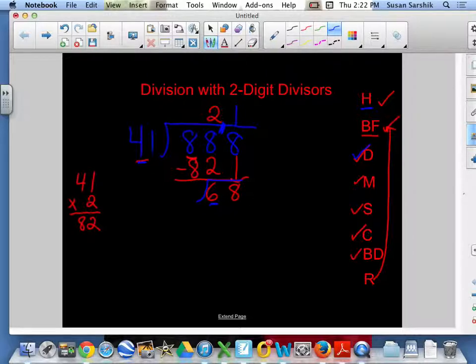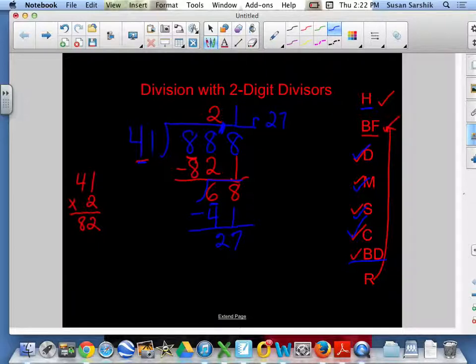So now I've divided. I have to multiply next. 1 times 41, because of the identity property, I know the product is 41. I now move to subtract. 8 minus 1 is 7. 6 minus 4 is 2. I look to compare. 27 is indeed less than 41. I look to bring down. There's nothing left to bring down, which tells me I've finished my problem. So the quotient here would be 21 with a remainder of 27.